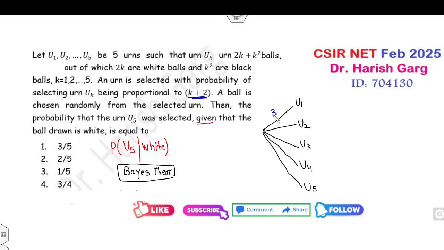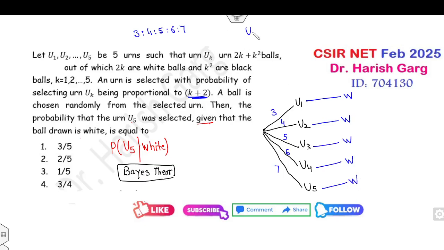So U1 will be 3, U2 will be 4, this is 5, this is 6, this is 7. Basically, it is the ratio 3:4:5:6:7. Fine. Now, what is the probability of getting a white ball from U1, a white ball from U2, and so on? Is it okay?